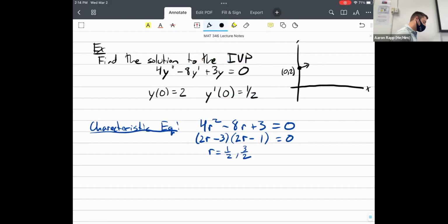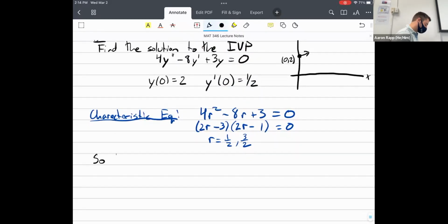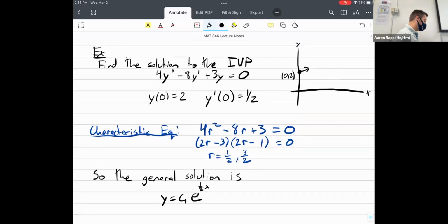So now that I have the roots of my characteristic equation, I know what the general solution is to the differential equation. It's going to be a linear combination of e raised to these roots times whatever my independent variable is. I never defined it in the problem. I'm just going to choose x. So it'd be a constant times e to the 1/2 x plus another constant times e to the 3/2 x.